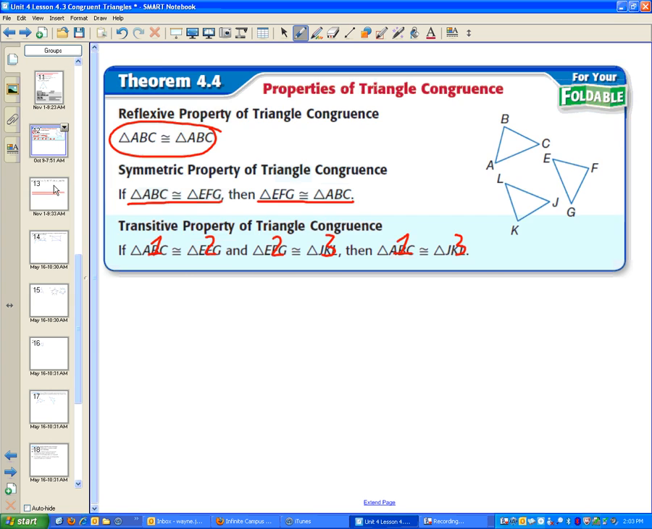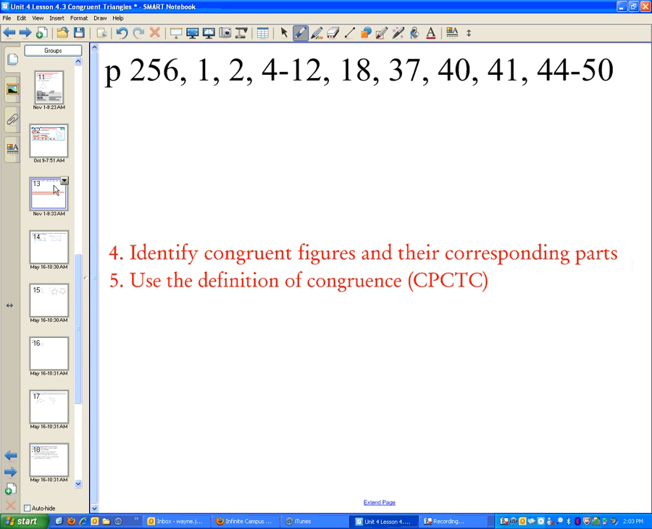All right. There's your assignment. Page 256, 1, 2, 4 through 12. Omit number 8 for now. 18, 37, 40, 41, and 44 through 50.